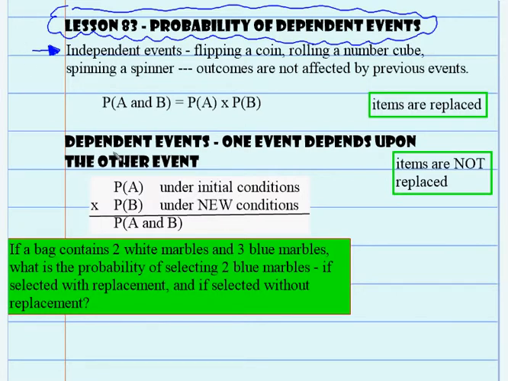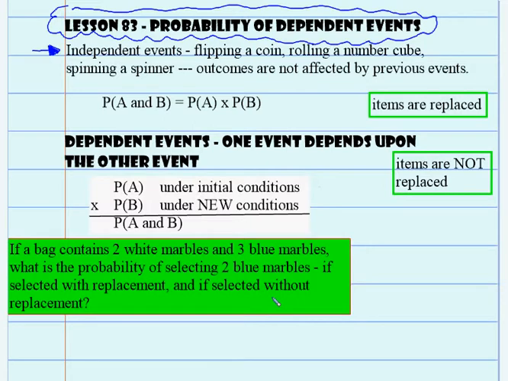So the dependent event is where items are not replaced. And you find the probability of event A under initial conditions and then the probability of event B under new conditions, and you multiply those together and that's the probability of A and B. And I'd be willing to bet right now that you're going, I don't understand this, and that's okay. We're going to talk through this.